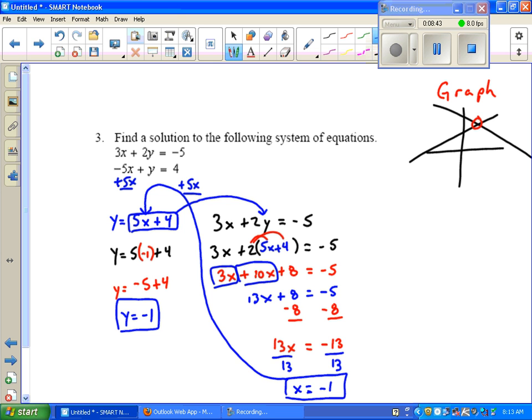Once you have both of the values, an ordered pair is going to be x comma y. So list it as x, which is negative 1, comma y, which is negative 1. Here's your answer to the solution of the system of equations. Negative 1, negative 1.